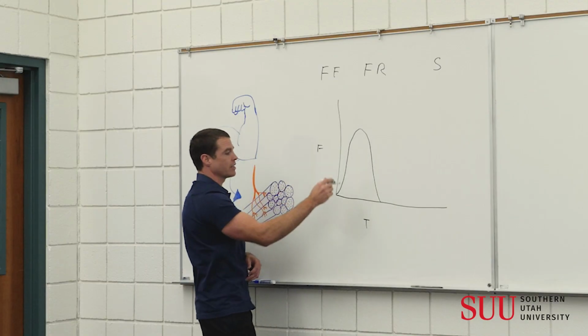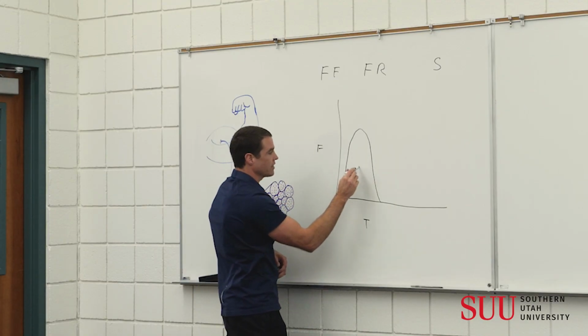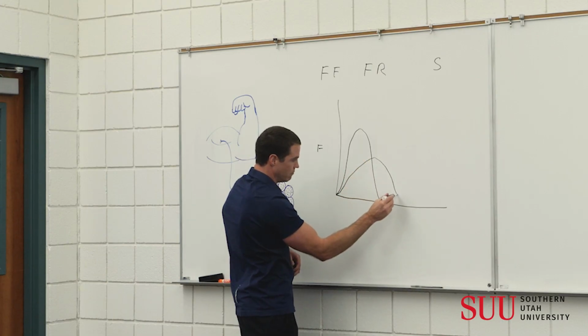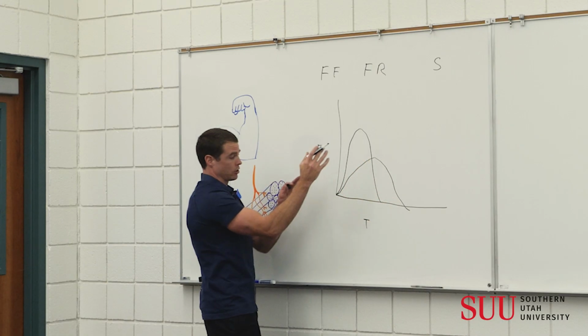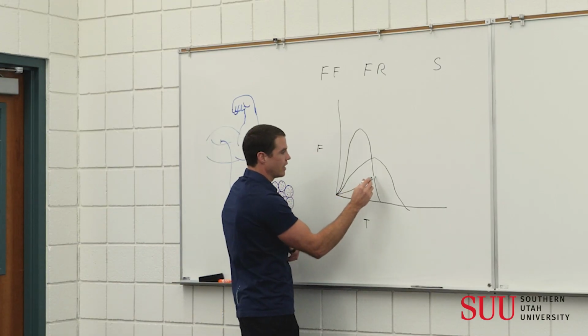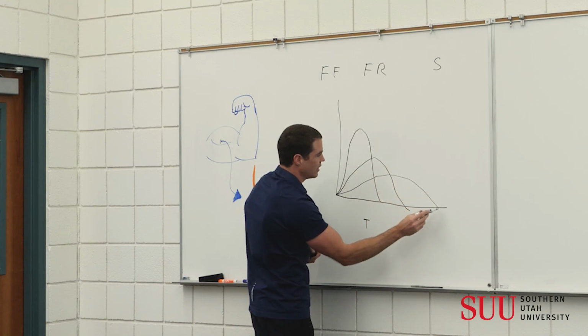Now, the fatigue resistant, it's going to shoot up very fast, right? Go very high, and it's going to come back down, and there it is. Now your slow twitch, that's going to be like, I'm doing it, I'm coming, right? It doesn't quite go as high, and then it's going to come back down.